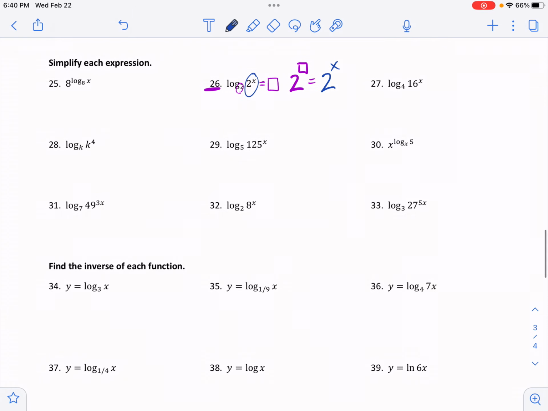So if you look at this, hopefully you'll notice that our bases here are the same. Well, if the bases are the same, then that means the exponent should be the same as well, which means that we would need to have an x inside this box. So that means that log base 2 of 2 to the x is going to be equal to x, which is our final answer here on 26.